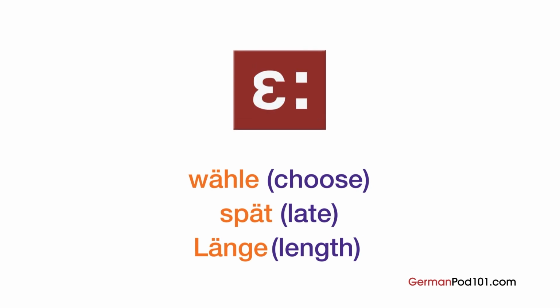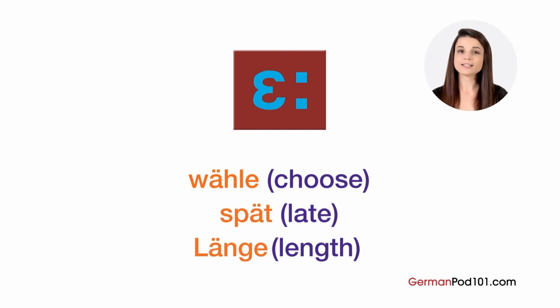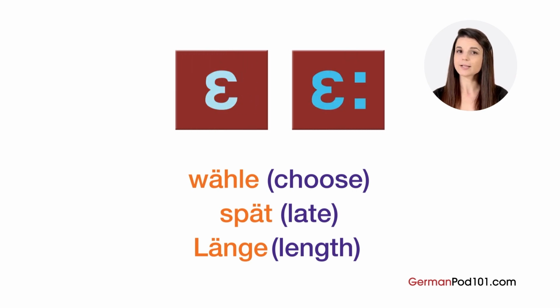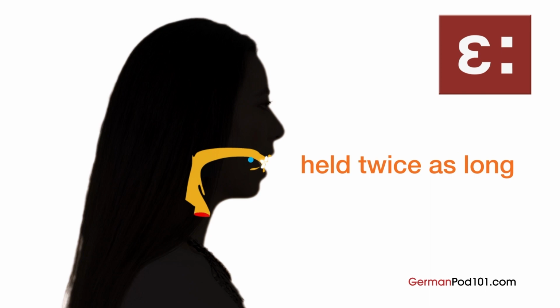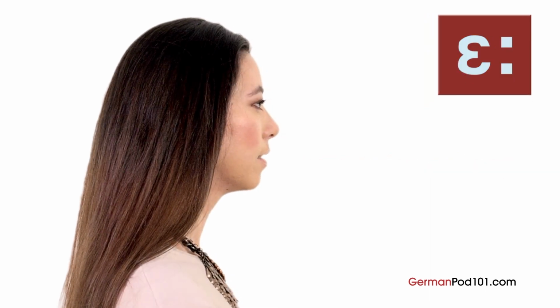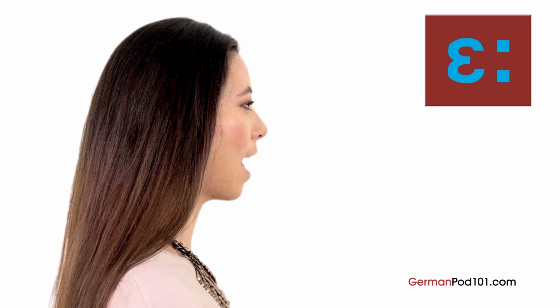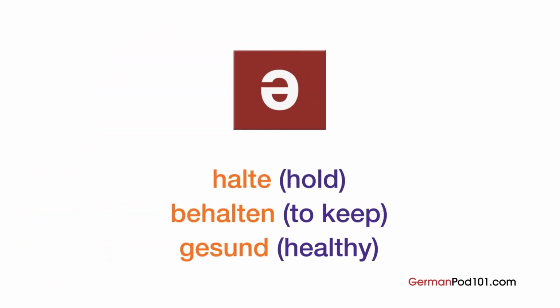The next vowel is Ä, as in wähle, spät, Länge. This is identical to the previous sound, except that it's pronounced twice as long.